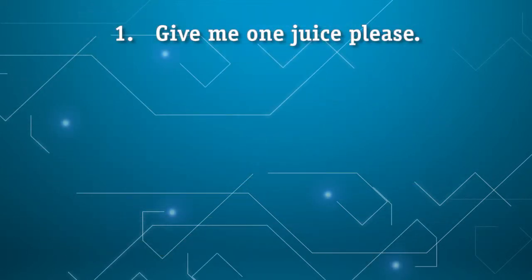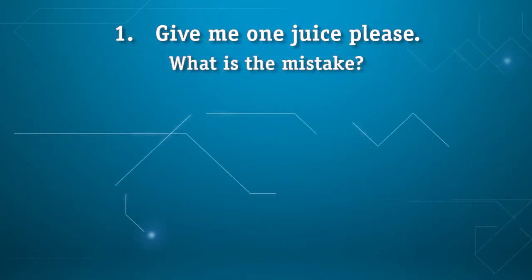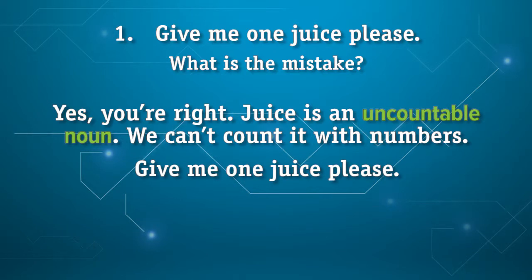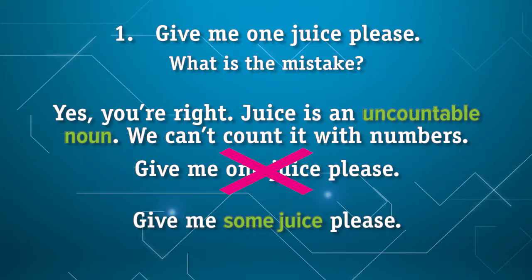1. Give me 1 juice, please. What is the mistake? Yes, you're right. Juice is an uncountable noun. We can't count it with numbers. Give me 1 juice, please. It's wrong. A better statement can be, give me some juice, please.